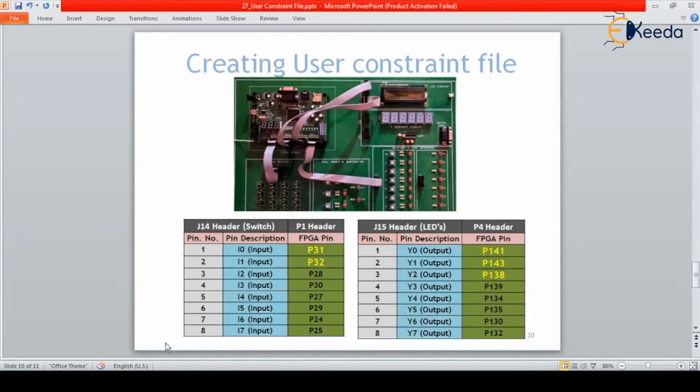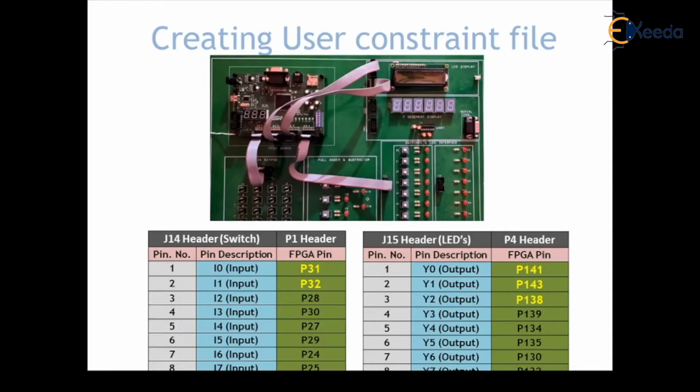So for our development board, these are the inputs. As I said, these switches we are using as inputs. The J14 header on the development board is a switch, and if we connect this switch to the P1 header of the FPGA, this is the P1 header of the FPGA, then the first switch will become my input A and the second switch will become input B. So I need to connect them.